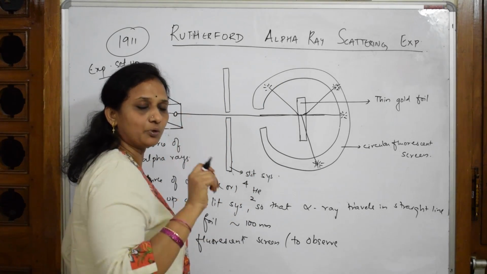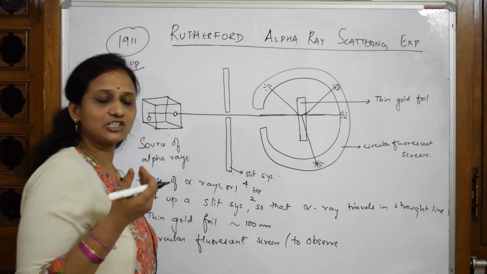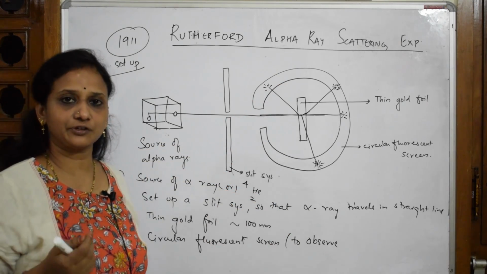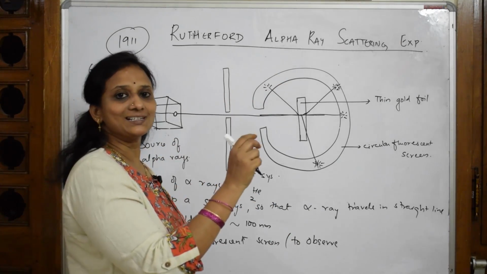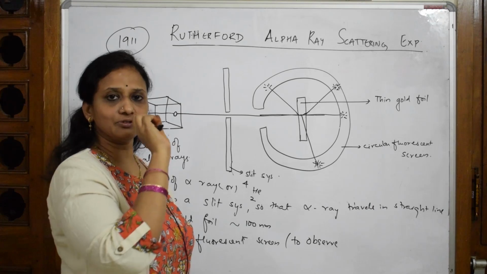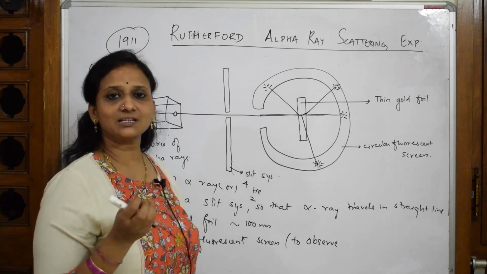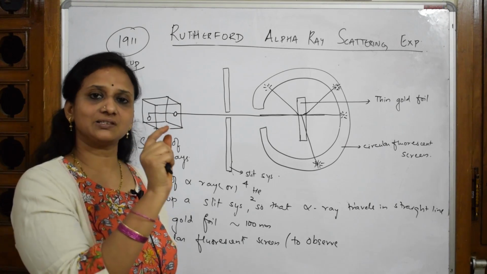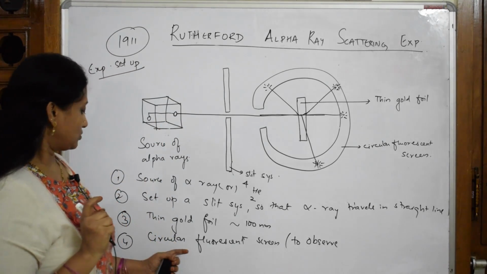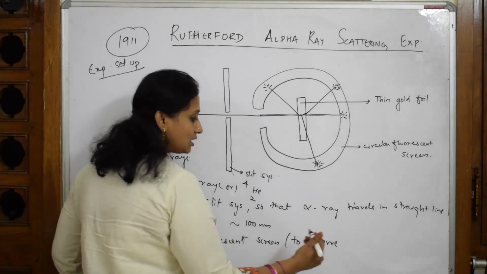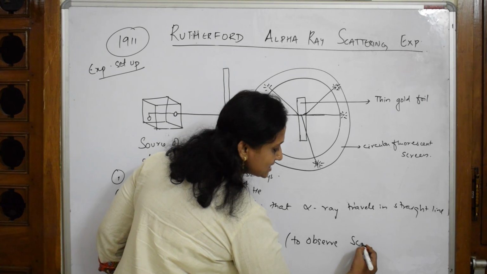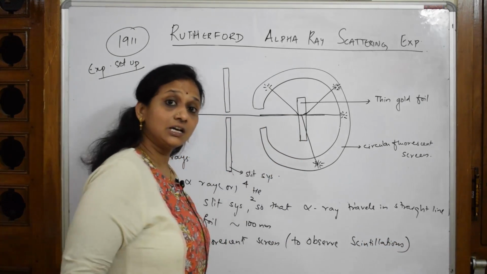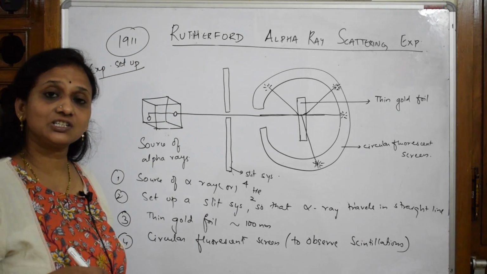Scintillations are like when there is a metal sheet in front of you and you throw stones on it, you get different marks on that sheet. Those marks, when light passes, are called scintillations. So circular fluorescent screen, to observe scintillations. Important. Yes. Now what is this circular fluorescent screen coated with?